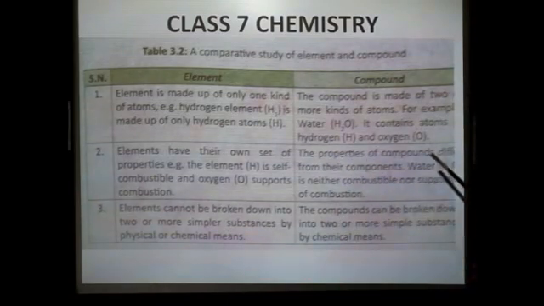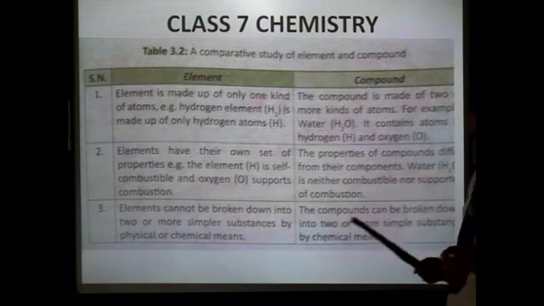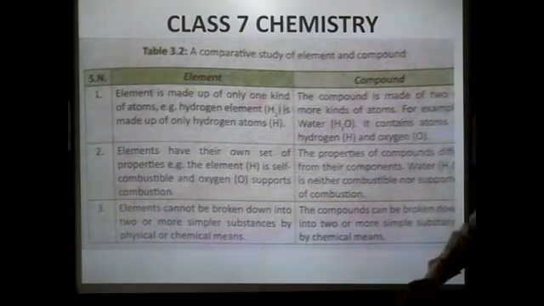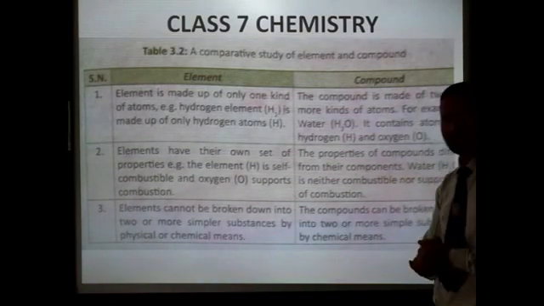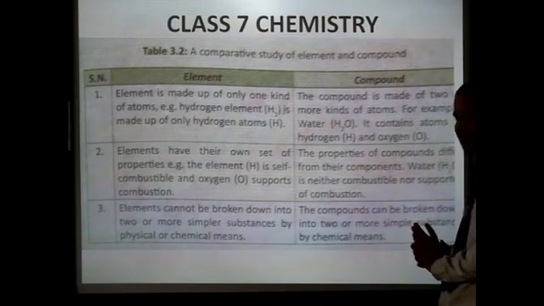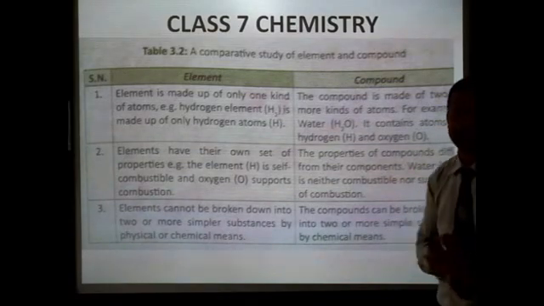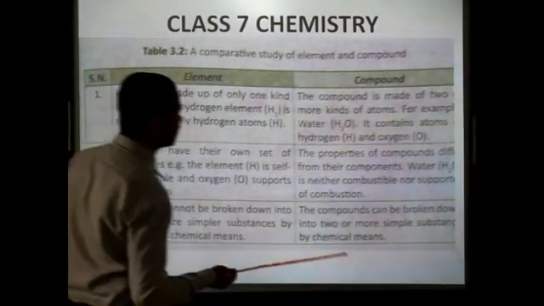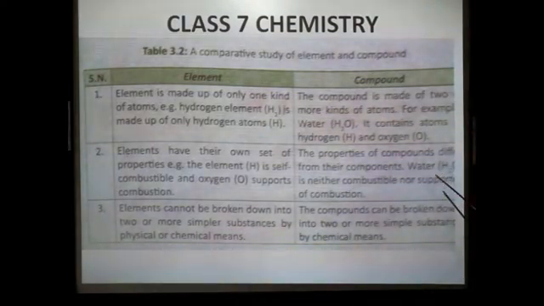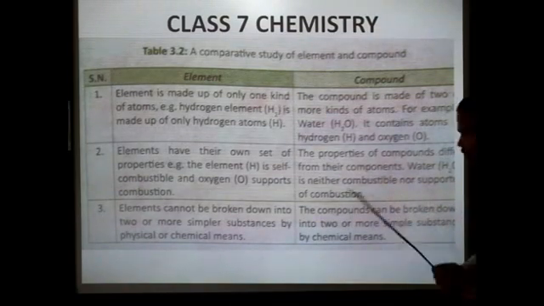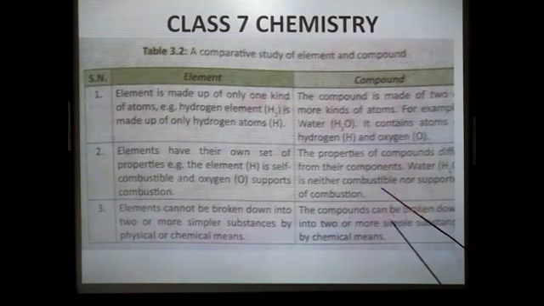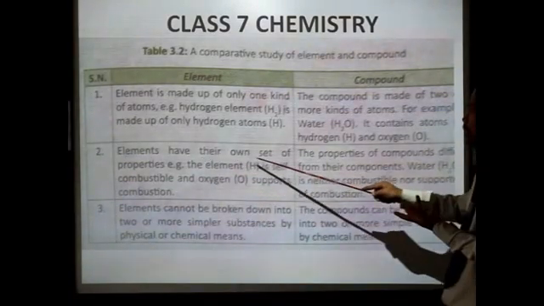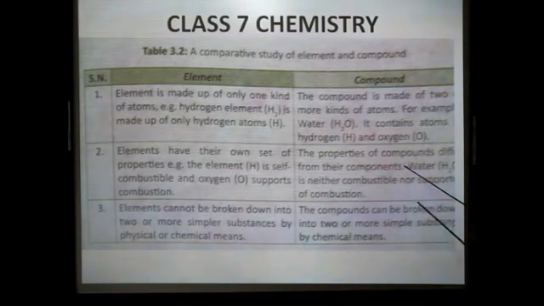Now the properties of compounds differ from their components. For example, water. We know that water is made of hydrogen and oxygen. But hydrogen is combustible and oxygen supports combustion, whereas water neither is combustible nor supports combustion. That means the elements have lost their properties. So the properties of compounds differ from their components. The properties of an element are fixed, but in a compound the components lose their properties and show the property of the compound as a whole.